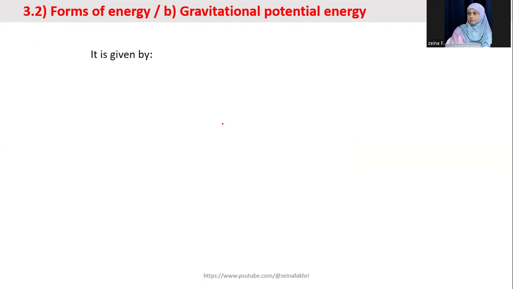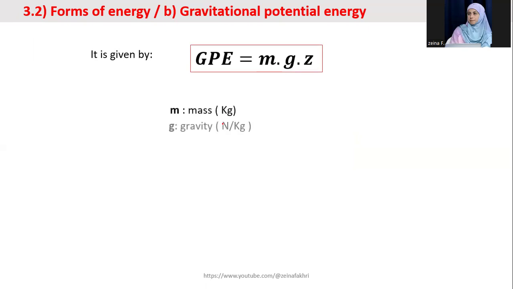So as a formula, this energy is given by GPE equals mg multiplied by z, where m is the mass, g is the gravity, and z is the height, which can be written sometimes as h. Okay, and GPE is in joules.